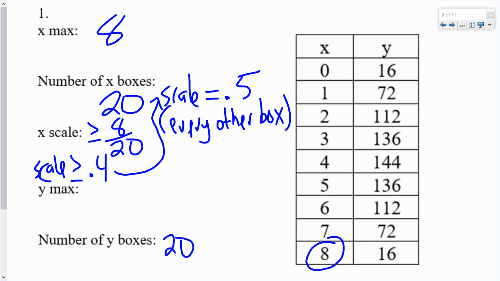Now, did you have to do 0.5? No, you could have picked 1. 1 wouldn't be a bad choice either, because it's not that much bigger than 0.4, and it is definitely very easy to work with. So there's not only one right answer. There is a wrong answer. It can't be less than 0.4, because then the values won't fit.